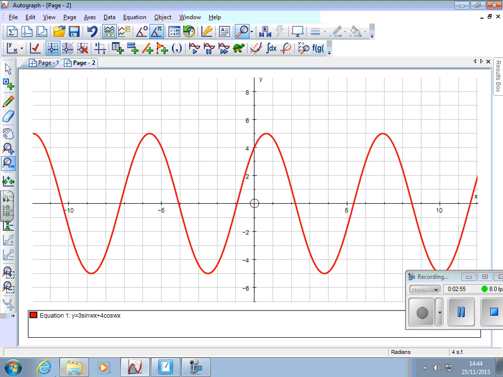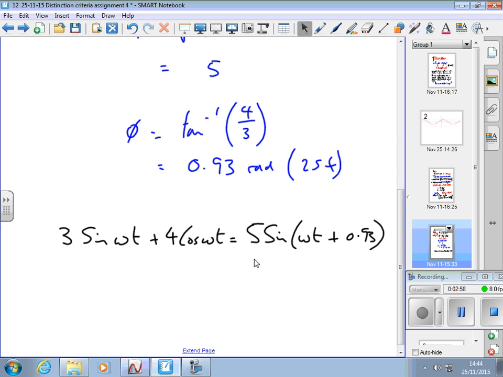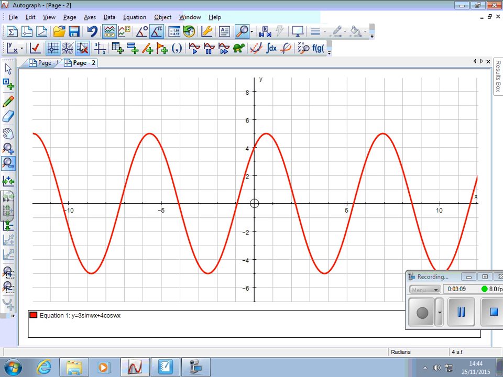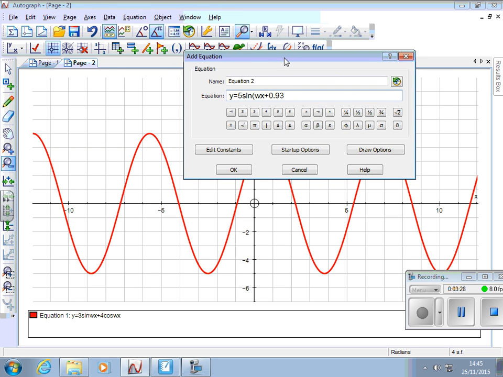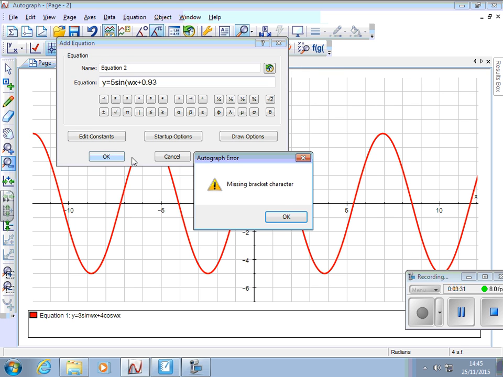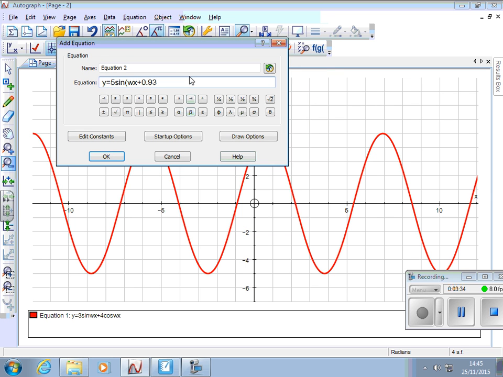There it is. And what we're saying is, if I now type in y equals 5 sine omega x plus 0.93, they should be equal, and they should therefore lie on top of each other on Autograph. So if I add another equation to here and type in y equals 5 sine, brackets, omega x plus 0.93, it might not if I'm not in radians. Am I in degrees or radians? I'll check in a sec. Hit OK. Oh, I missed out the bracket. Close bracket.